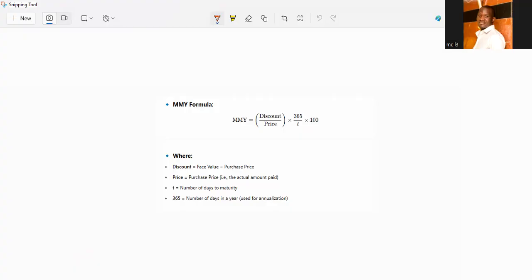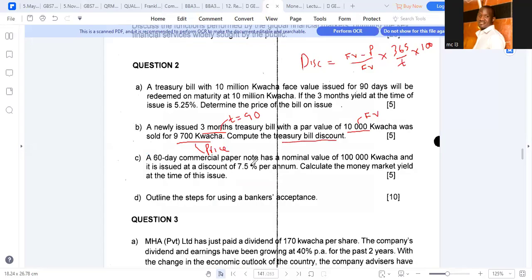We have a 60-day commercial paper. It has a nominal value of 10,000 kwacha. It is issued at a discount of 7.5% per annum. We have to calculate the money market yield, 5 marks.